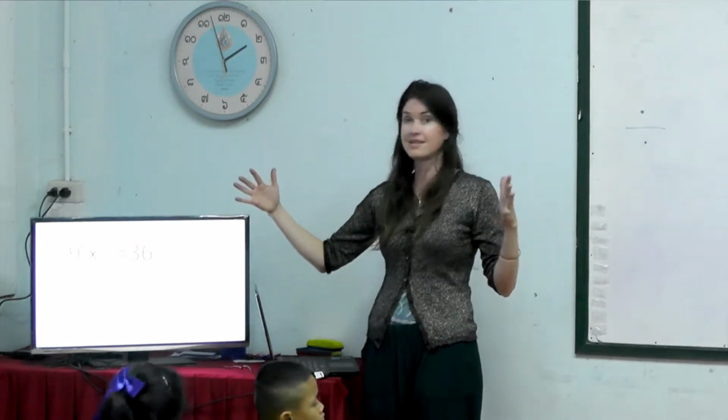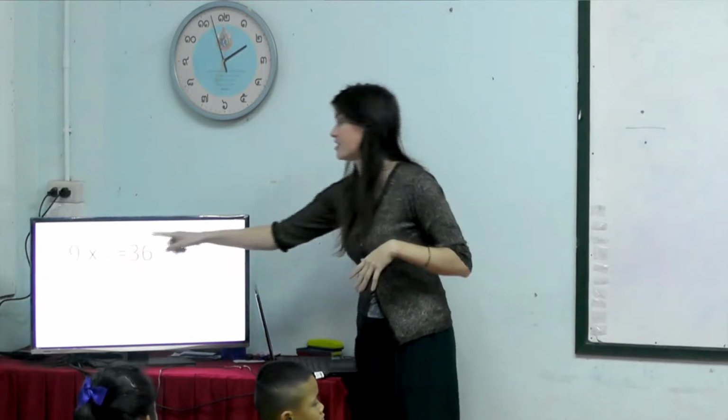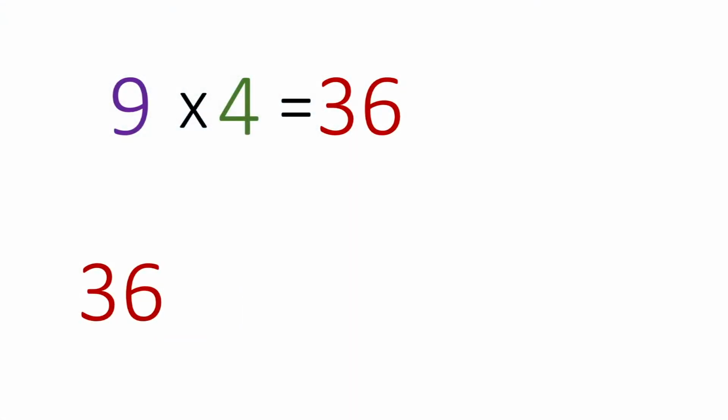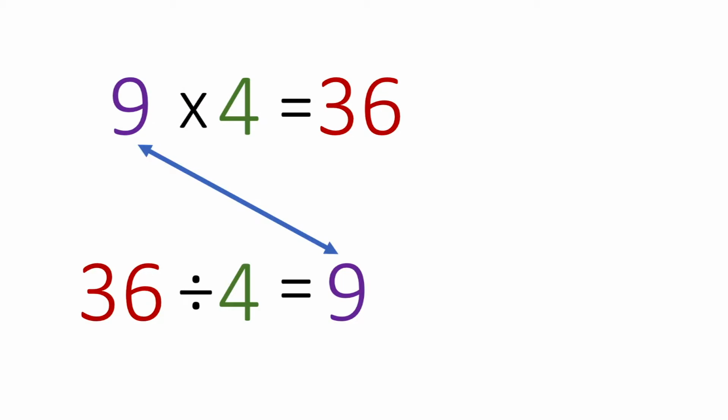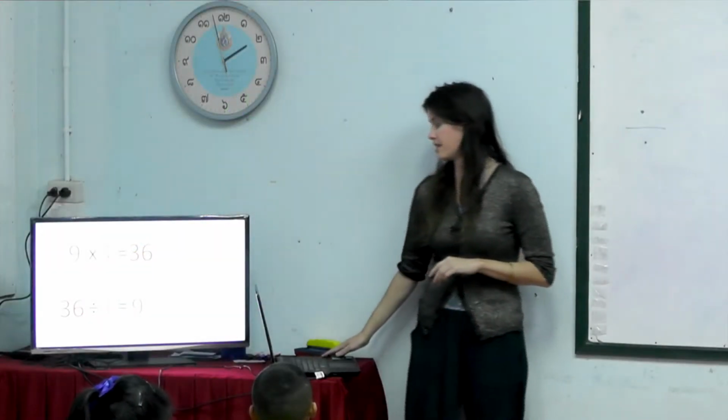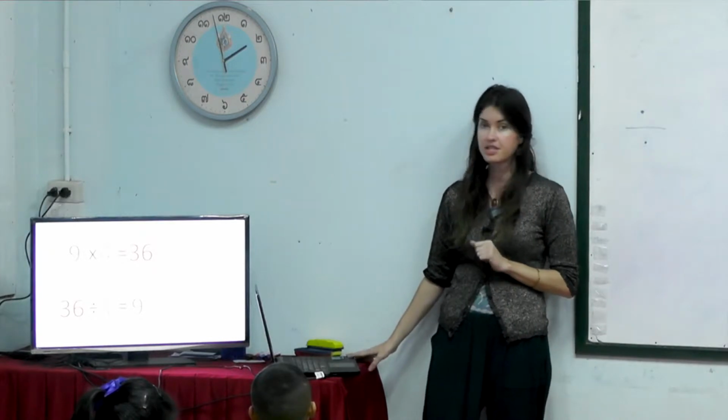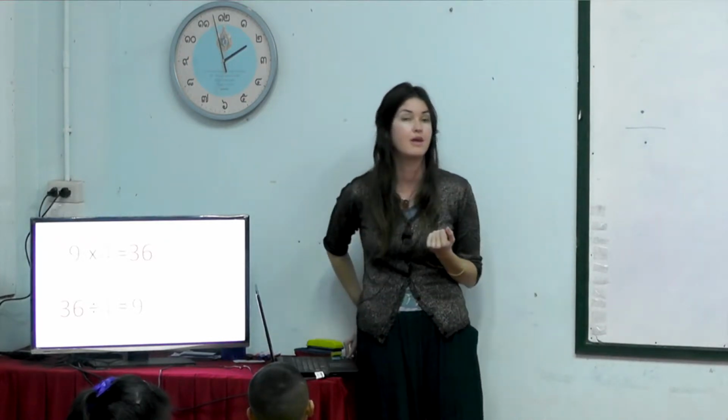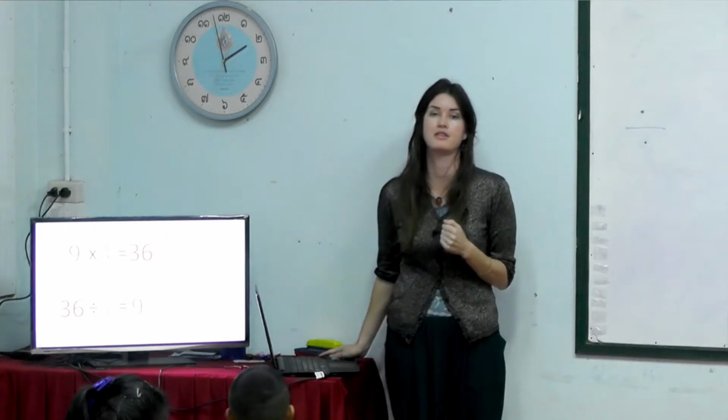Very nice. We start with our biggest number first, 36, as our friends told us, divided by 4 equals 9. We've got our 36 is like this, our 9's like this, and our 4's stay in the middle. And so we know we've got it right. We've got our opposites here. And we can check our division with multiplication, and we can check our multiplication with division.